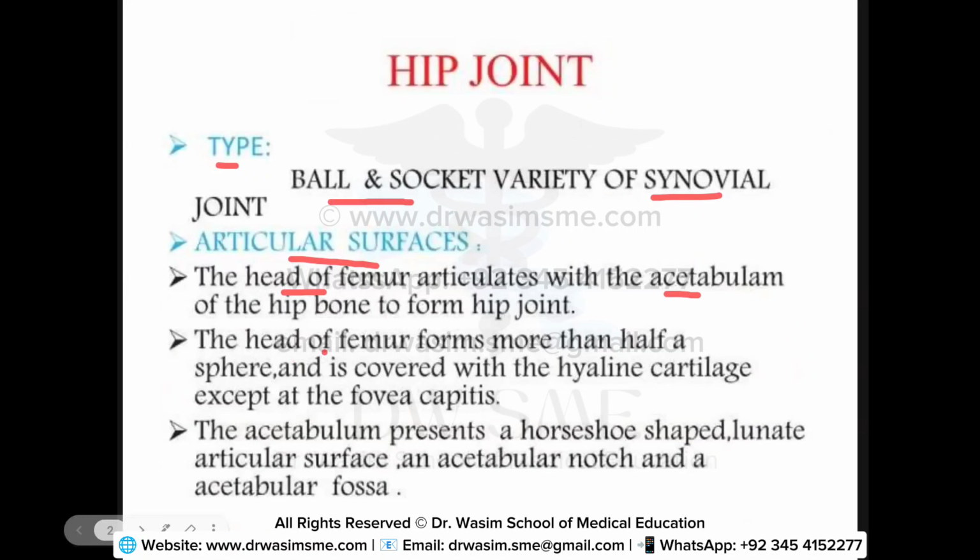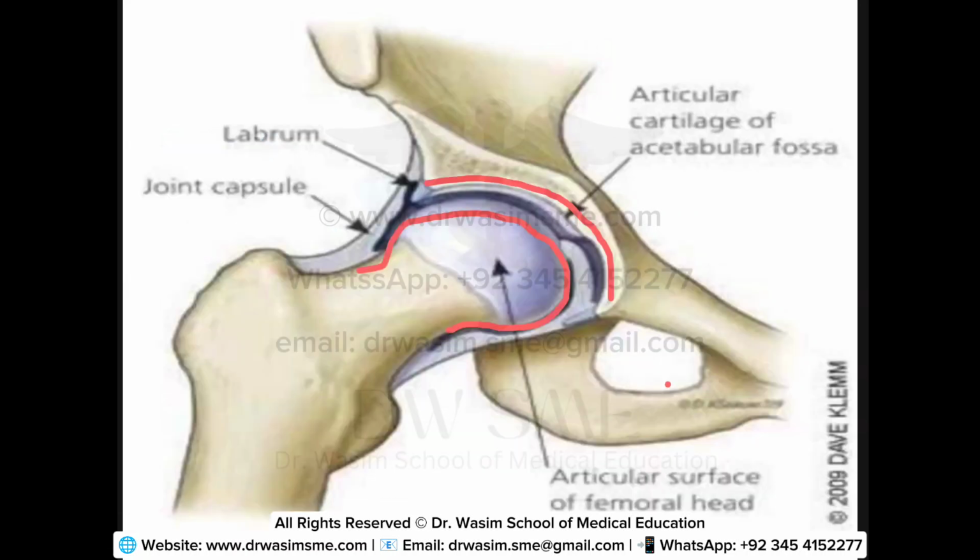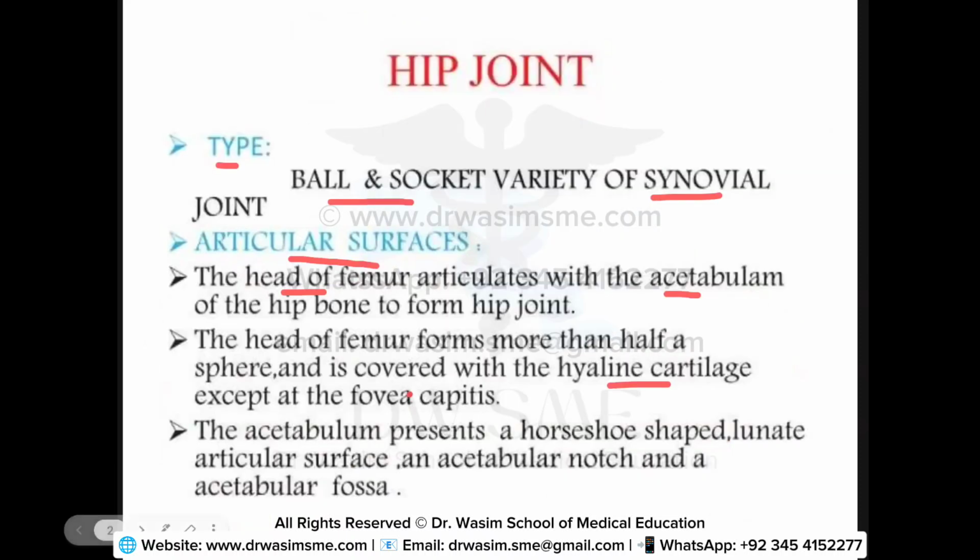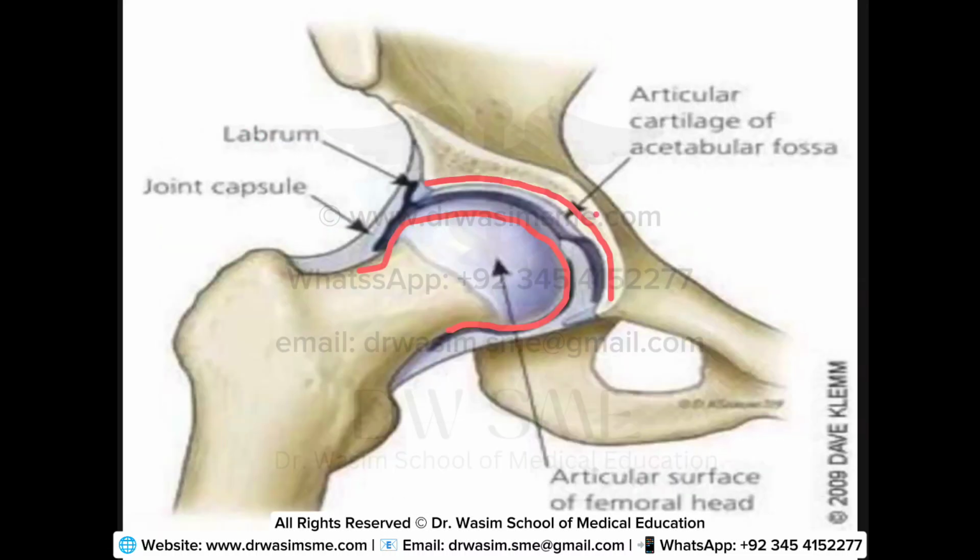So the head of the femur forms more than half of a sphere, and it is covered with hyaline cartilage. So in this area, in between the bones, there is cartilage, and that is known as the hyaline cartilage. Now, the acetabulum presents in the form of a horseshoe-shaped lunate articular surface, an articular notch, and an articular fossa. You do not need to know all these details. Just know that the acetabulum with the head of the femur is going to form this joint. There is going to be a joint capsule, and in between these two bony articulations, there is a cartilaginous rim present.